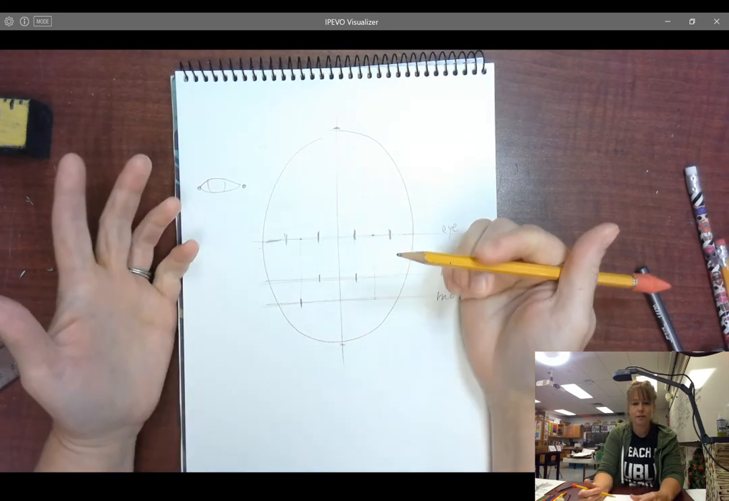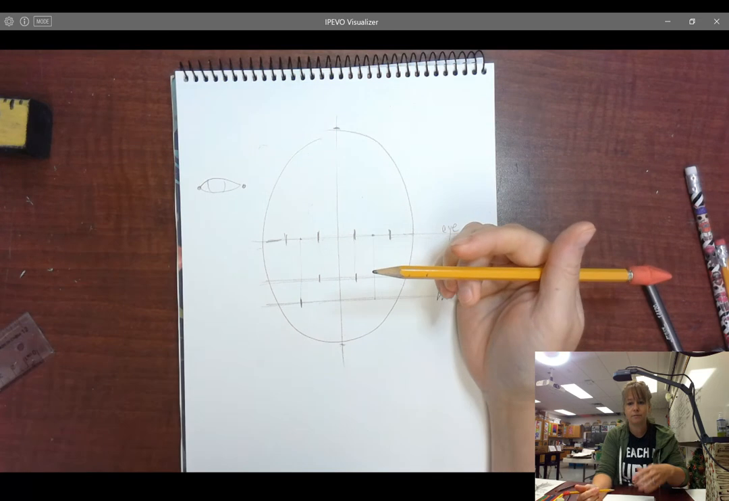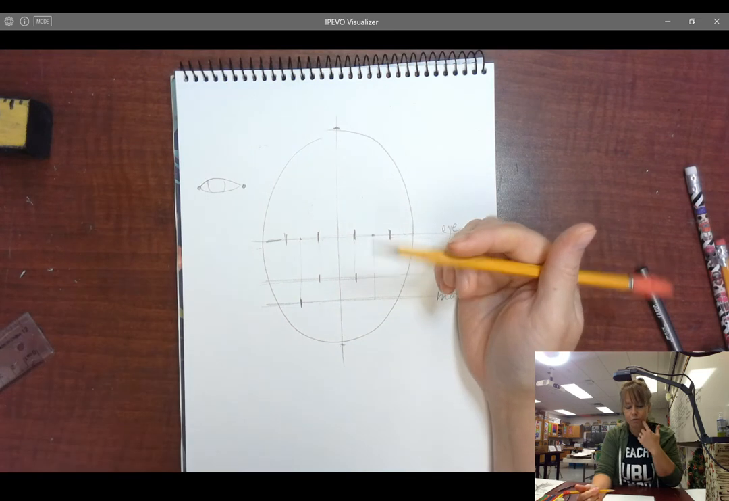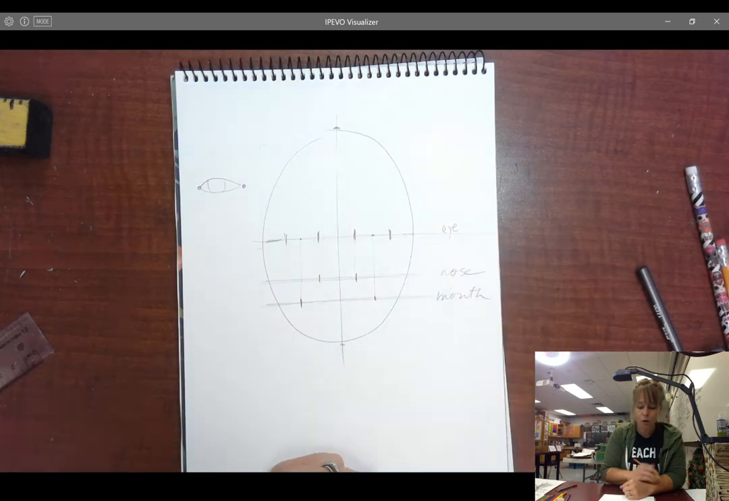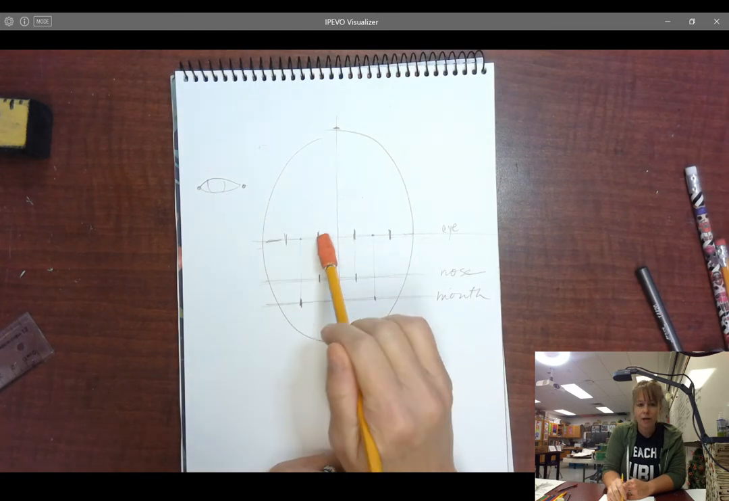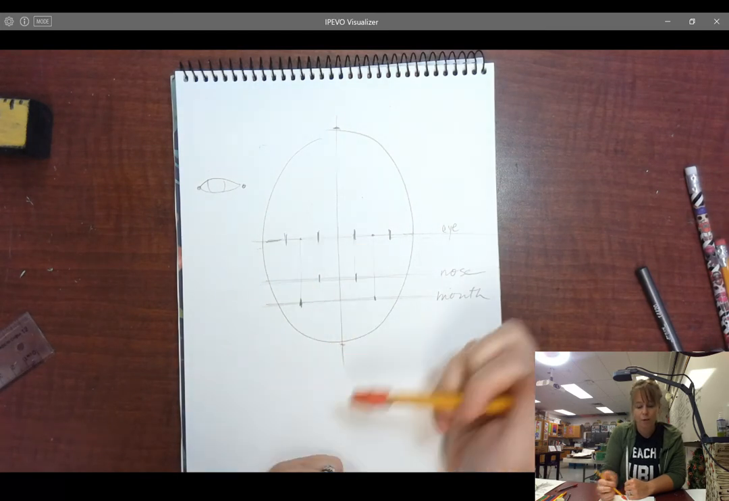again, you can do this on yourself. Just take your hands and go straight down from the center of your eye. You're going to find the corners of your lips. So I know where my eyes are going to go. I know where my nose is going to go. I know where my mouth is going to go.